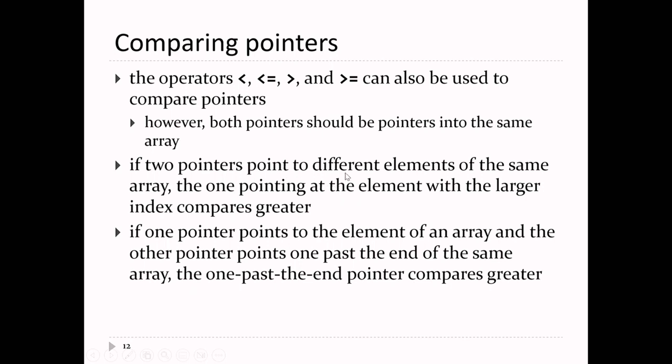So if two pointers point to different elements of the same array, the one pointing at the element with the larger index compares as greater. So instead of using an integer index and comparing the indexes, you can just compare the pointers directly. A pointer that points at the too far pointer is always greater than any other pointer into the array. So too far is greater than any other pointer into a valid element of the array.